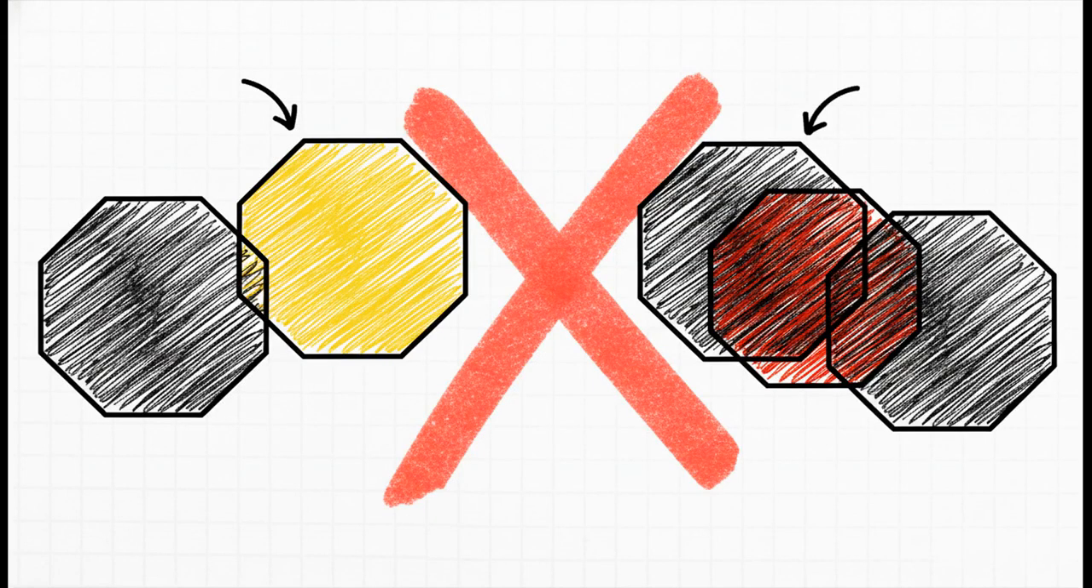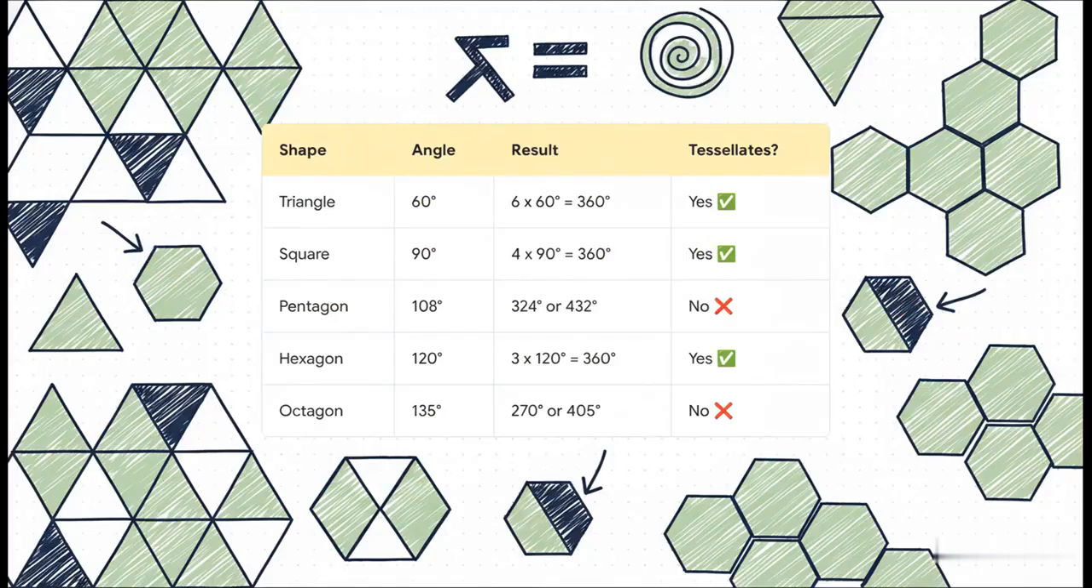And guess what? The poor regular octagon has the exact same problem. Its corners are 135 degrees. 2 of them only get you to 270, leaving a huge gap. But 3 of them jumps you all the way to 405, causing a big overlap. Again, the 360-degree rule shows us why it just doesn't work. So when you lay it all out like this, the results are crystal clear. If we're talking about regular polygons, with equal sides and angles, only 3 of them can tile a surface all by themselves: the triangle, the square, and the hexagon. The math just doesn't lie.